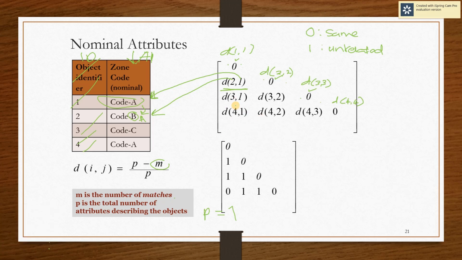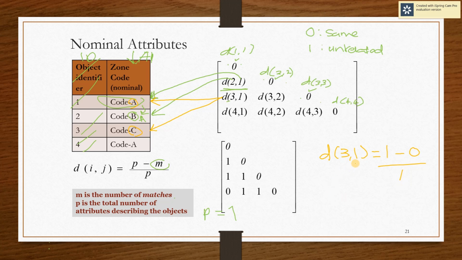D3,1. We are comparing object number 3 versus object number 1. I'll change the color so that you can see the differences. This is code A, this is code C. Is there any number of matches? No. So D3,1 is equal to 1 minus the number of matches, 0, over 1.